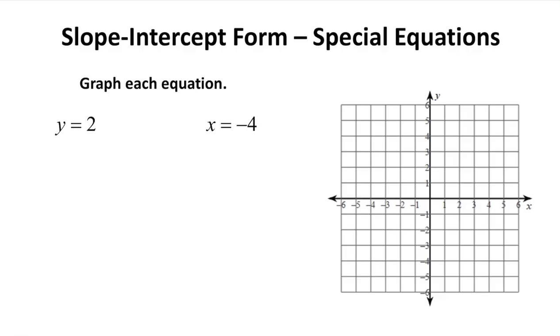So let's see, how would we graph y equals 2? Well, we just did that one, didn't we? That's a horizontal line here. When it says y equals, that means you got a 0 slope. X equals -4. It's going to go right through -4 like that.